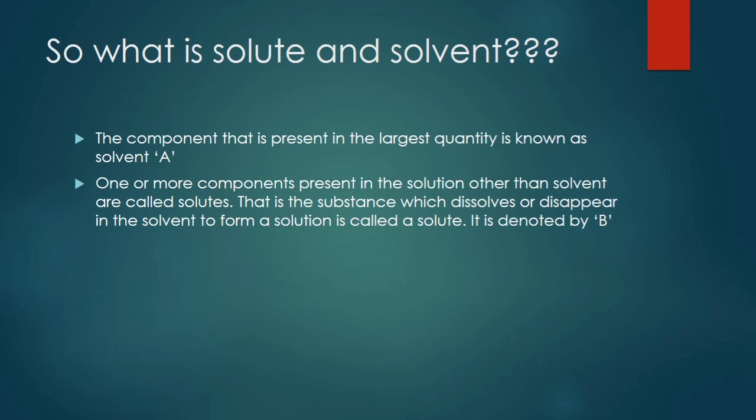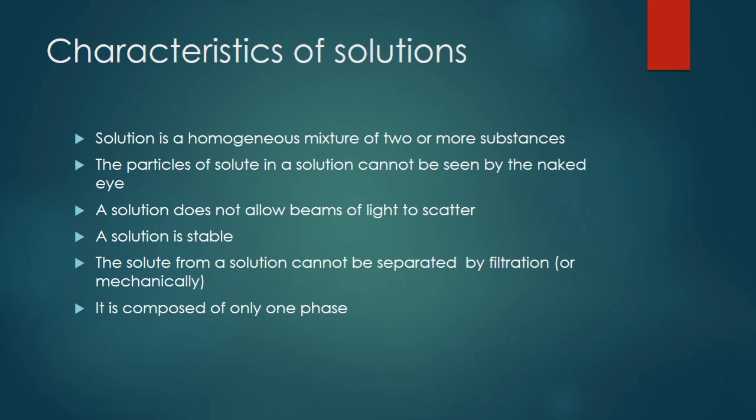Now I hope you understood that one. What is the difference between solute and solvent, and which one is solute and which one is solvent in a solution. The disappeared or dissolved substance is only the solute, or only the part of the solution. Okay, then characteristics of a solution. A solution is a homogeneous mixture of two or more substances, that you know, that is the definition of solution. Then the particles of solute in a solution cannot be seen by our naked eye, right? Because we know the substance disappears, that is a part of the solution, right? So that is a solute.